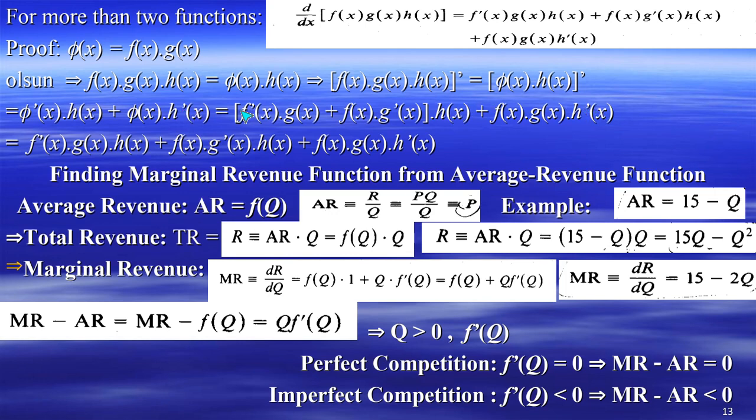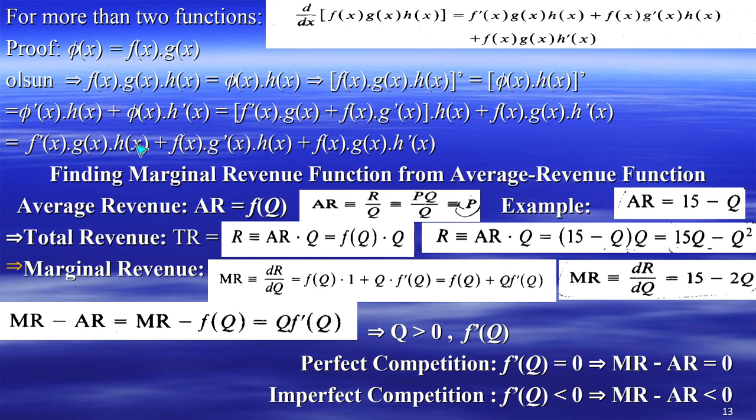What have I obtained now? Just distributing this h of x in the parentheses: f prime of x times g of x times h of x plus f of x times g prime of x times h of x plus f of x times g of x times h prime of x, which is the result I claimed. So I have proven the result.